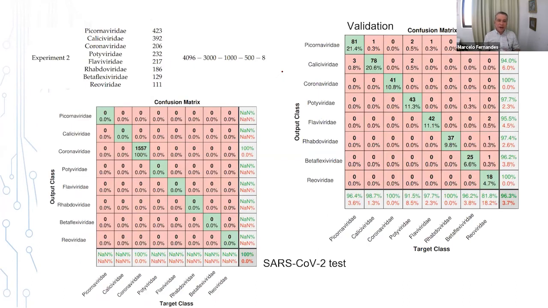In this case, we are classifying the families inside the Riboviria realm. It's important to understand that SARS-CoV-2 is a coronavirus. This confusion matrix shows the validation using these viruses. In this case, we don't use SARS-CoV-2 sequences, and here is the confusion matrix using the SARS-CoV-2 sequences, and we had 100% correct classification, because SARS-CoV-2 is a coronavirus.